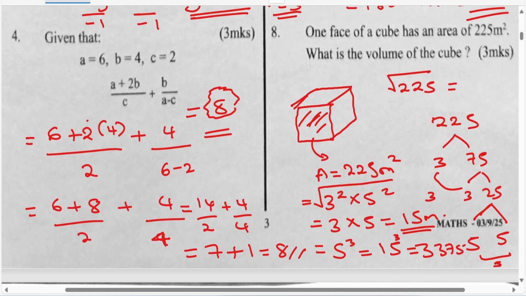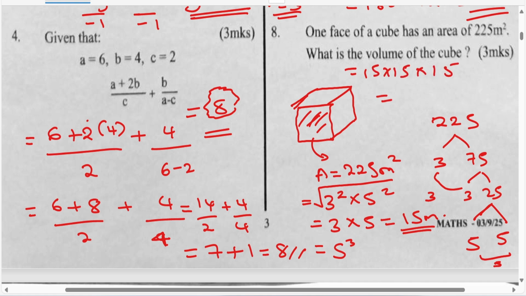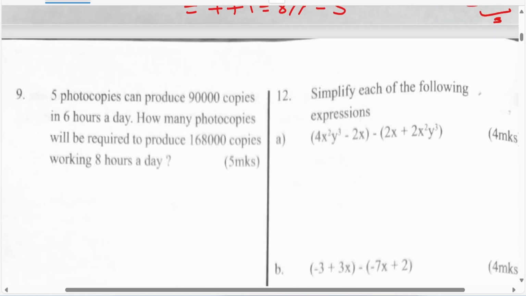So let me just write it here so that you don't get confused. So s cubed is just basically 15 times 15 times 15. And your answer is 3375 cubic meters. That is your answer. So tumeelewana. Tuendelee. Question 9.